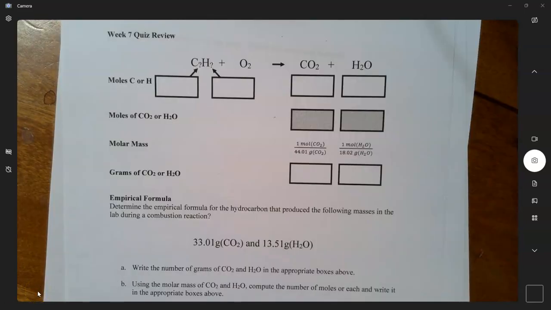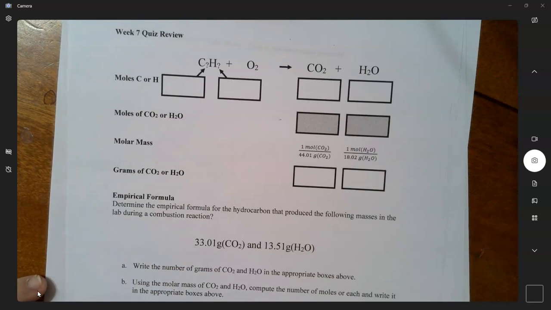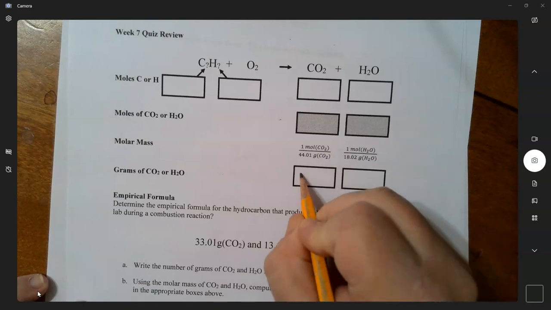Okay, so the next problem, we're doing a combustion reaction for empirical formula. So we went in the lab, we combusted some unknown hydrocarbon, and we came out with some number of grams of carbon dioxide, 33.01, and some number of grams of water, 13.51. So we're going to go ahead and write the flow chart, and you will be given the flow chart on the test. So I'm going to fill in down here in the grams row.